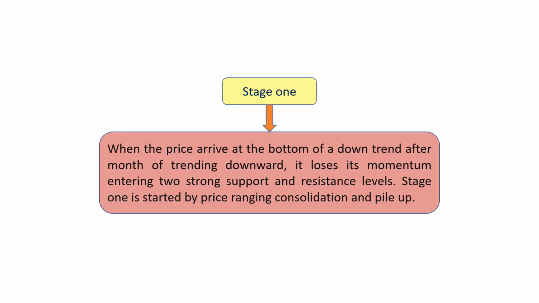Stage 1, when the price arrives at the bottom of a downtrend after months of trending downward, it loses its momentum entering 2 strong support and resistance levels. Stage 1 is started by price ranging, consolidation, and pileup between these 2 levels.